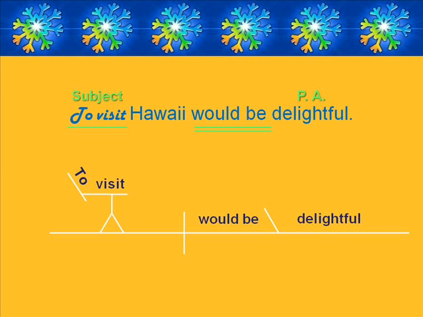So in our sentence here, to visit Hawaii would be delightful. My subject is to visit. So that's an infinitive, so it has to go up on the stilts. My verb is would be, and then I have a predicate adjective, which gets diagrammed the same way with a slanted line as a predicate nominative.